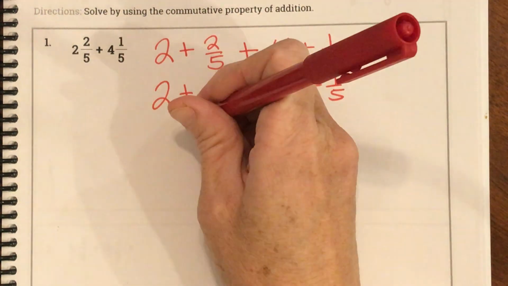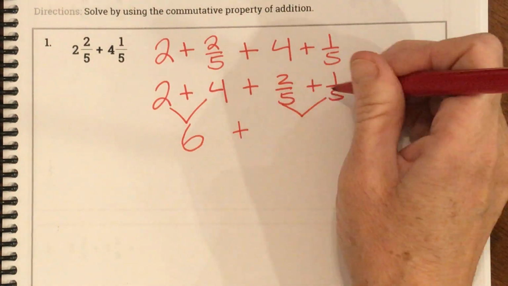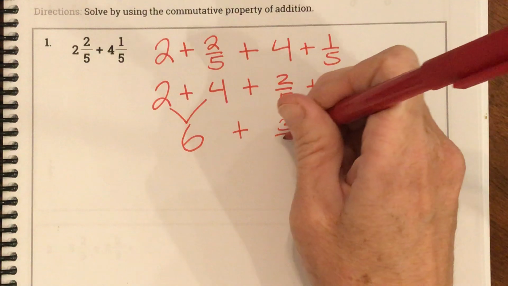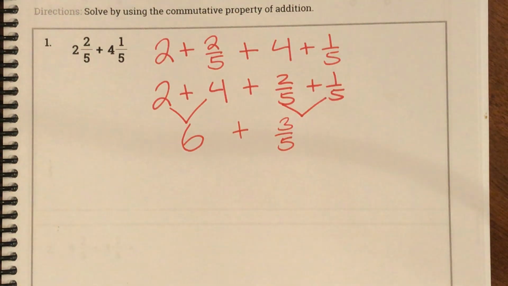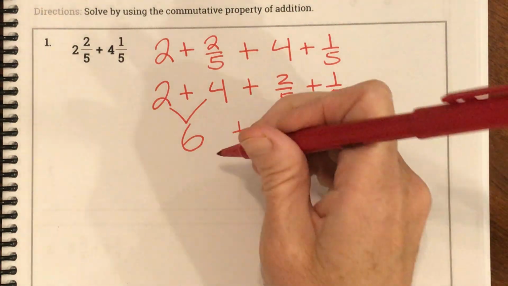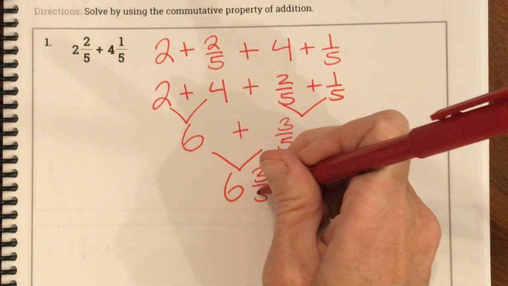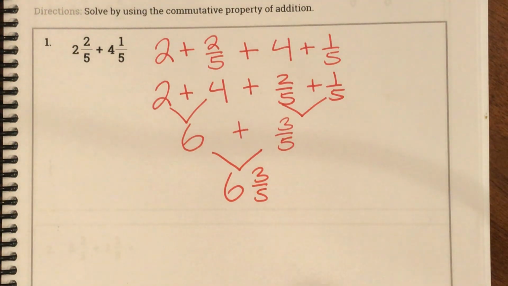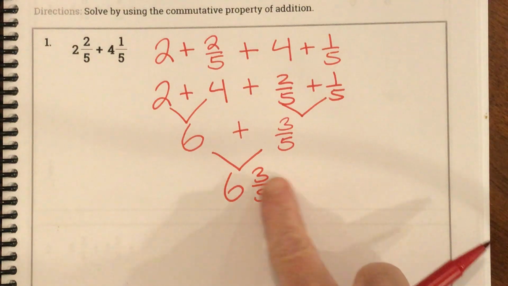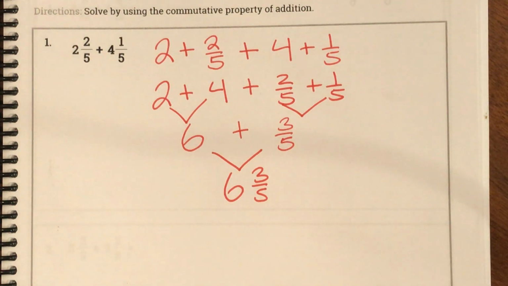So 2 plus 4 is 6, plus 2/5 plus 1/5 is 3/5. So that was step 3 and 4. Step 5 says I'm going to make that mixed number. So I'm going to put those back together and I get 6 and 3/5. And step 6 says check for improper fractions. 3/5 is not an improper fraction though, so I can leave that as is.